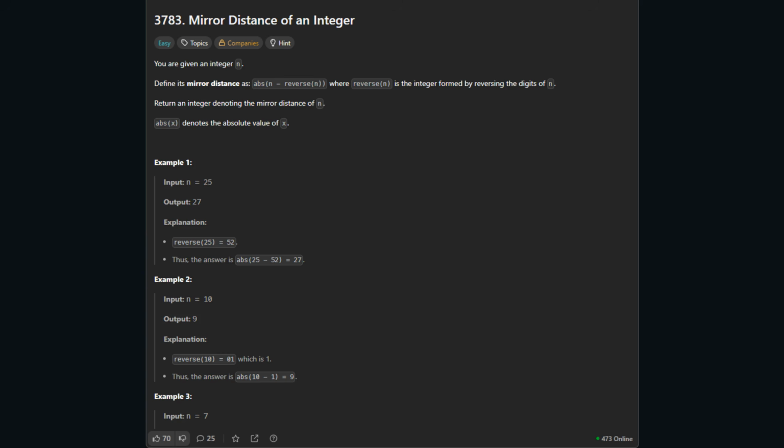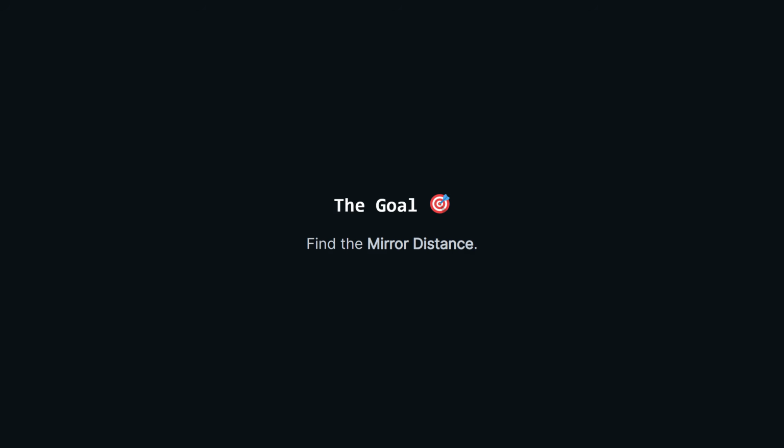Here is the problem page, straight from Leetcode. It's not too long, but let's break down exactly what they are asking us to do to make it super clear. Our main goal for this problem is to take a given number and find its mirror distance. So, what is mirror distance exactly?